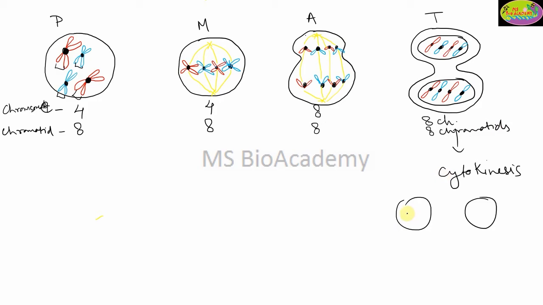After cytokinesis, what will occur? After cytokinesis you can see that there are 4 centromeres present in each cell, so that means 4 chromosomes in each of these cells. And what about the chromatids? You can see 4 chromatids in each of them. So 4 is restored here. So this is how you can calculate it.